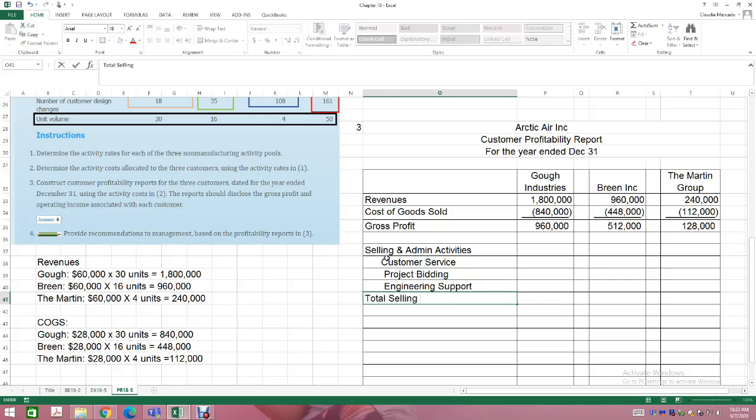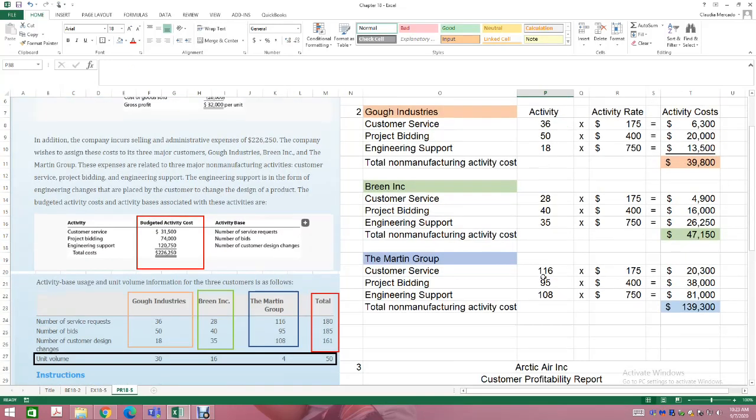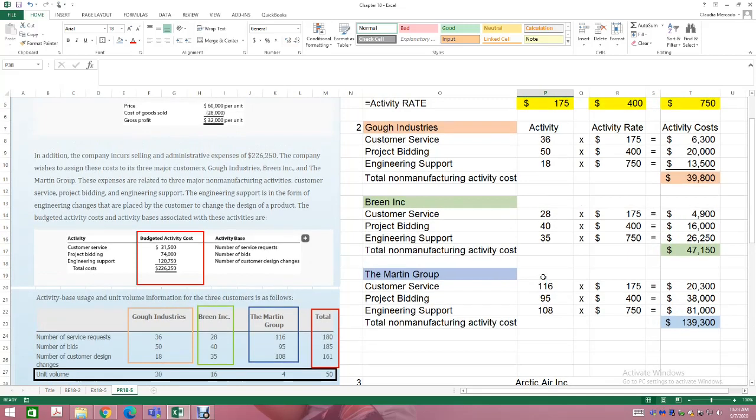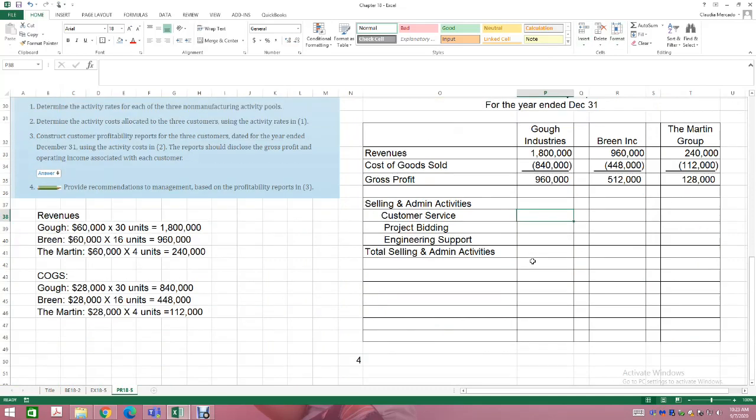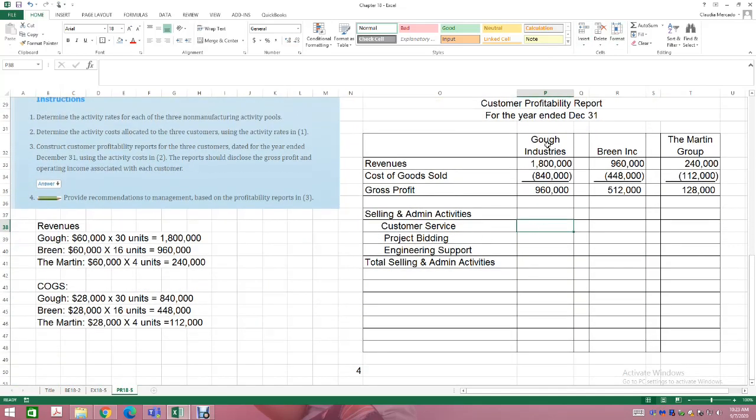Total selling and admin activities. Okay, here we go. So that's the breakout. Now we've already done all of these calculations in requirement 2, so it's just a matter of bringing those numbers down. Okay, so my customer service, and we're looking at Go.